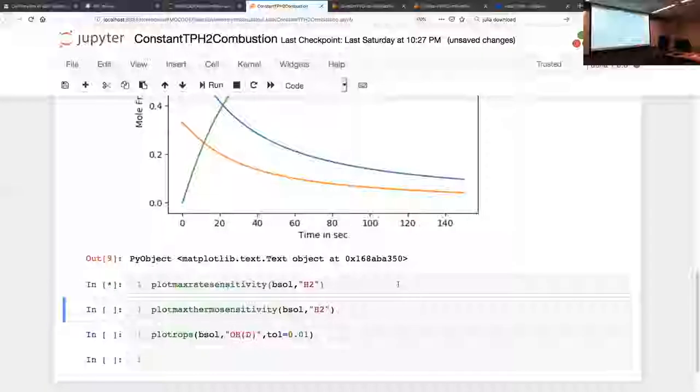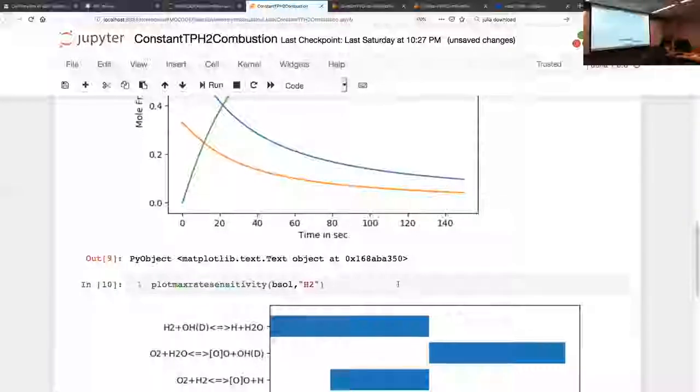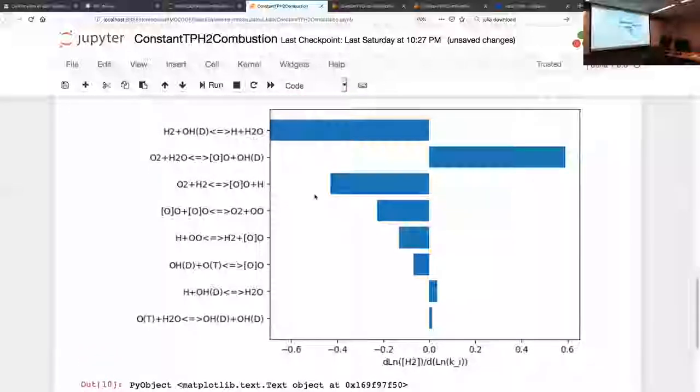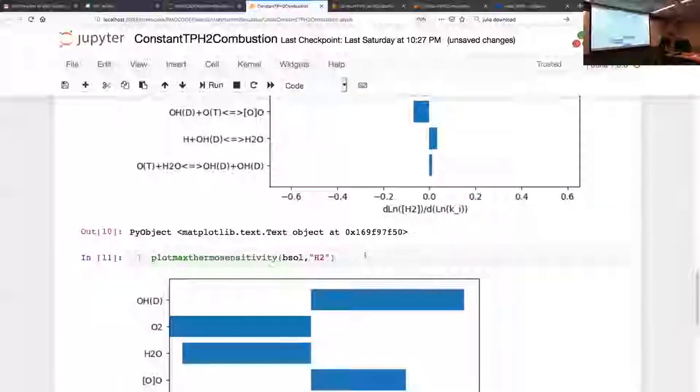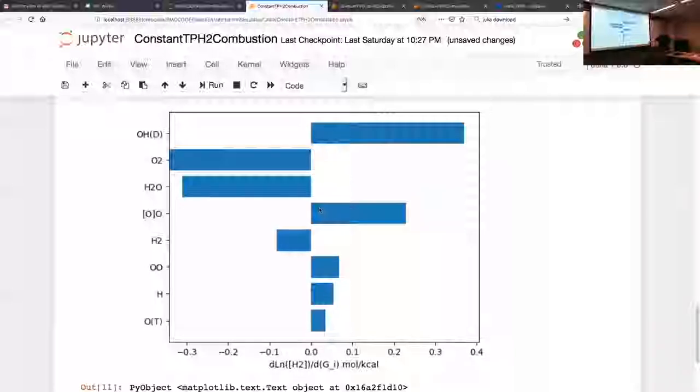We can also look at rate sensitivities here. In this case we're looking at sensitivities to the hydrogen concentration. And so what this tells us is that this reaction and this reaction are those that most strongly influence the hydrogen concentration. We also have thermodynamic sensitivities, so sensitivities to the Gibbs energy, in units of mole per kcal. And as you might expect, the thermodynamics of OH are quite sensitive here.